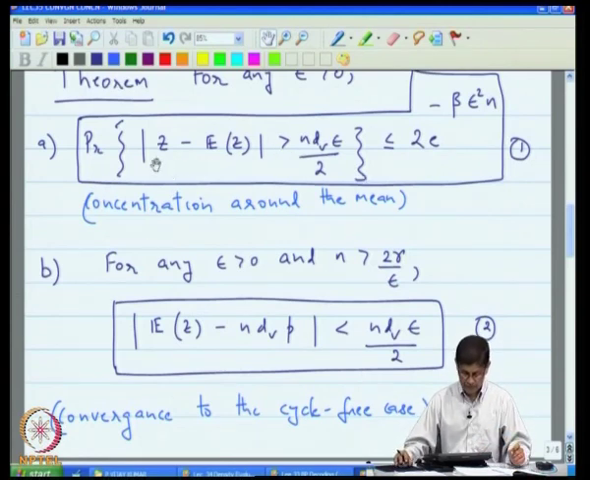So what we have is that this is saying that the probability that Z deviates appreciably from its expected value is small.